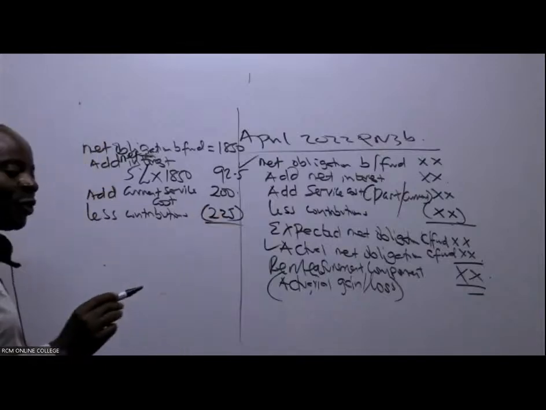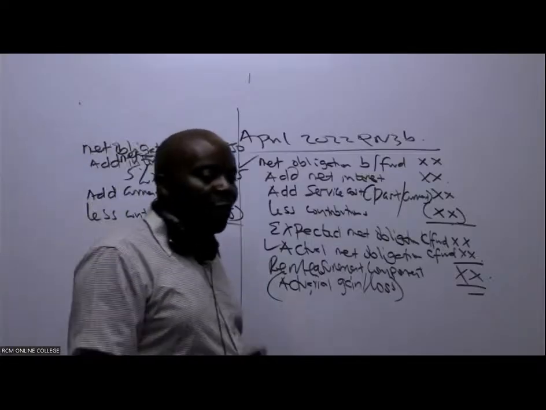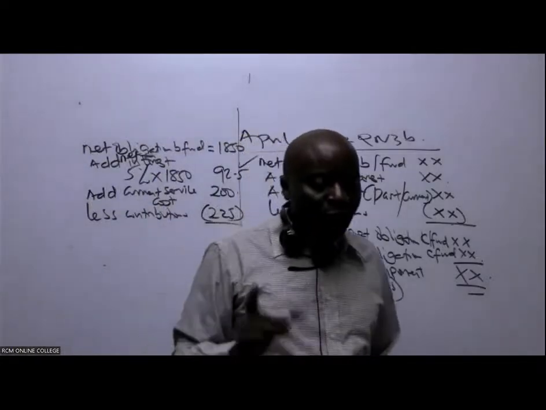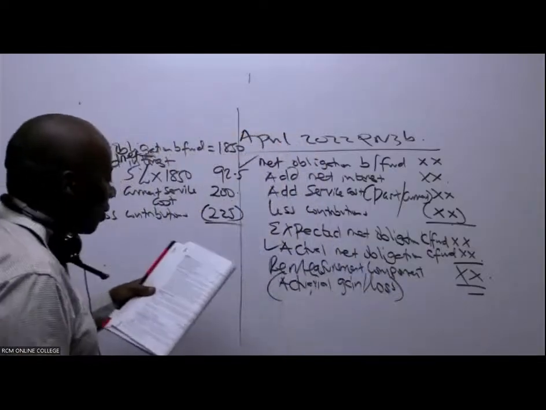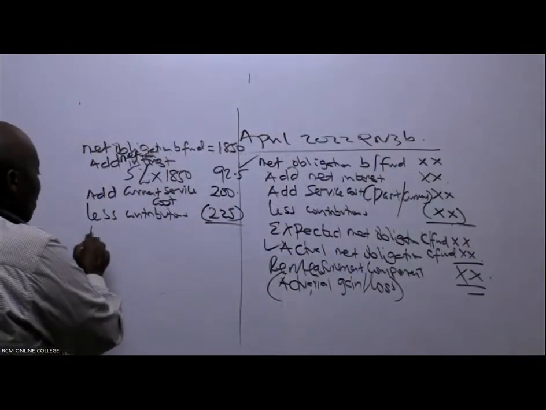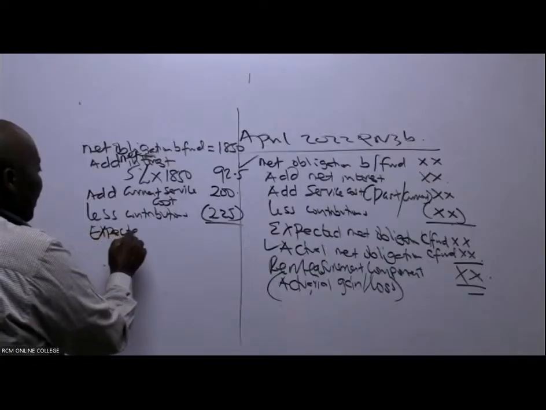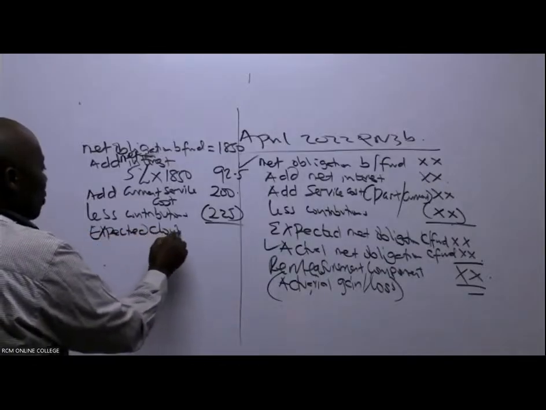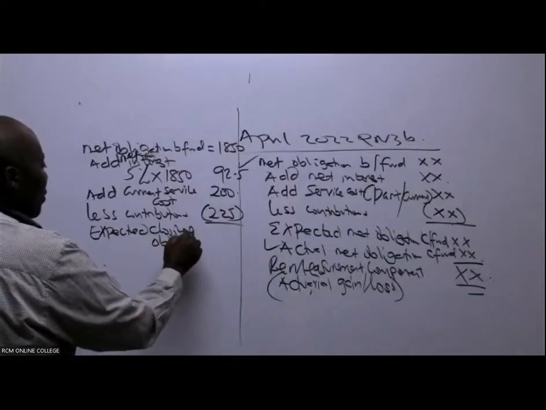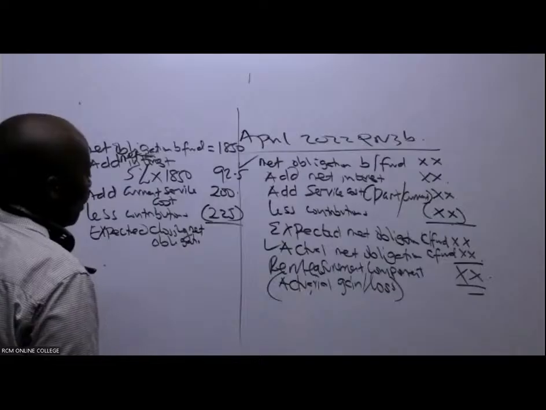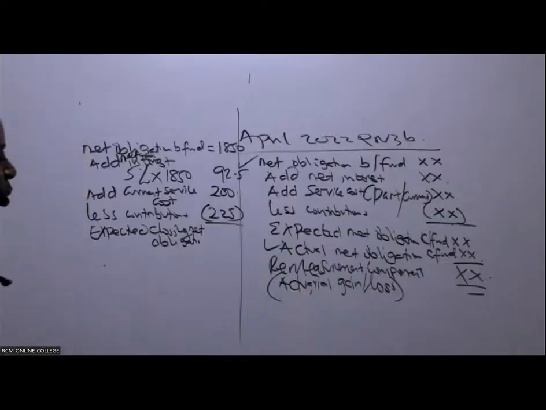Leave out the benefits which are there. I'll be able to tell you why we leave them out tomorrow. So leave them out. Now come and give me the expected obligation. Give me the expected closing net obligation. Use the word net always. Expected closing net obligation, or net obligation carried forward.